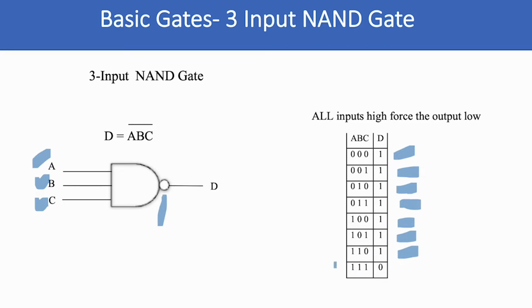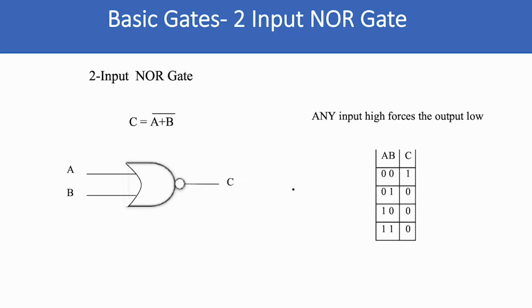The only time the output is a 0 is when A, B, and C are all 1. So the only time you're going to have a 1 on all the inputs is when A is a 1, B is a 1, and C is a 1, and then the output will be 0. 1, 1, 1, 0, and that's this location in the truth table down here. Okay, let's go to the next gate.